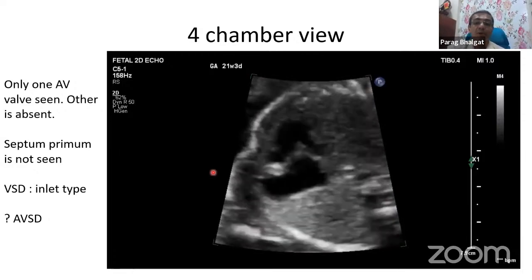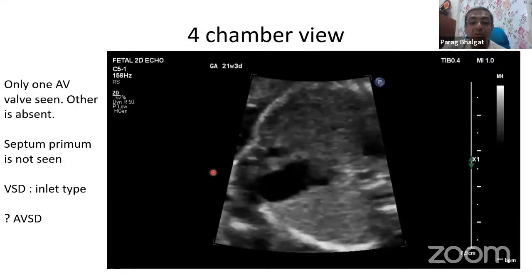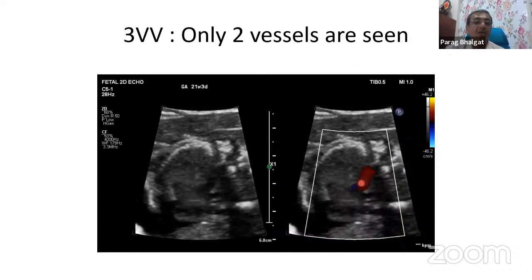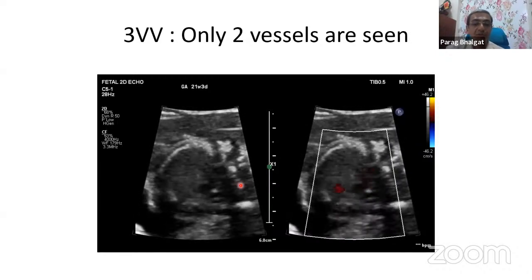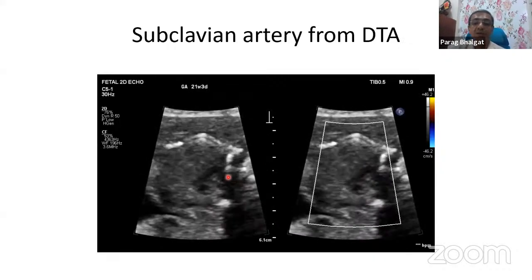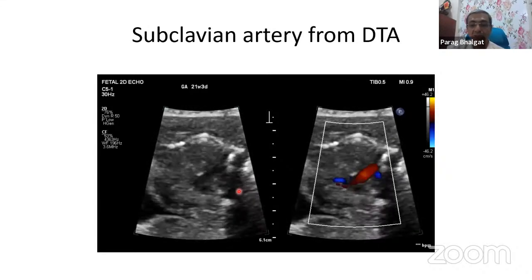So I made a point initially, AVSD is associated with tricuspid atresia. Why I'm sure. Now this is one vessel seen in the three vessel view. Other vessel is not seen. One of the veins, SVC, is seen. So this is one of the vessels. Whether it's aorta or PA, we'll see subsequently. Now the subclavian arteries arising from the descending aorta. Okay, just in this case.